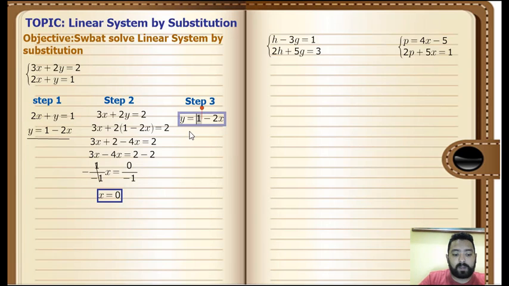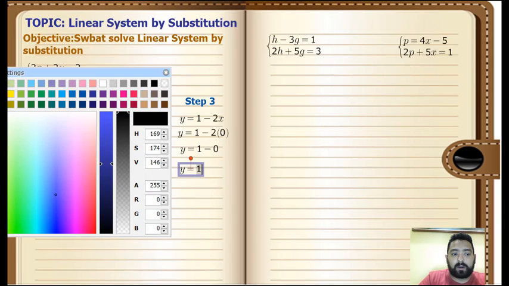And then we're going to substitute the value for x. The value for x is 0. So we open parentheses, and instead of this x we write the 0, and we close. And then y equals 1 minus 2 times 0. Minus 2 times 0 gives us 0. So y equals 1 minus 0, which gives us 1. And this is going to be our second value, the value for y.